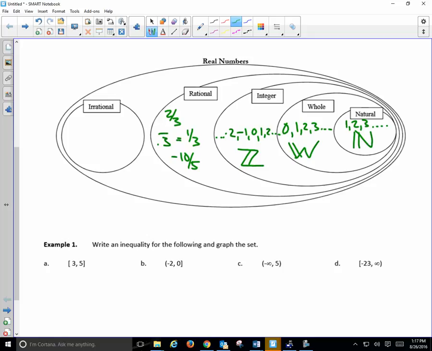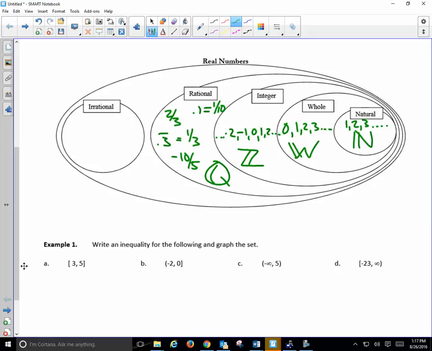True or false? All integers are rational numbers. It is true. All integers are rational numbers. True or false? All rational numbers are integers. False. Give me an example of a rational number that's not an integer. 1/3, 2/3. Okay, those are all examples. Like 0.1, that's a rational number because it can be expressed as 1/10, so on and so forth. We use a Q symbol for that.